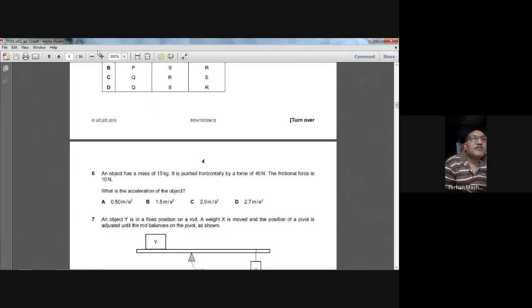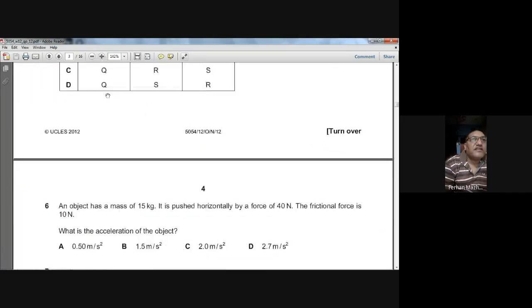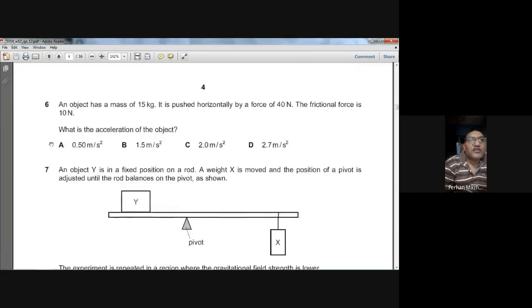Let's move to the next question. Let's increase the size also. Okay, on your screen you can see question number 6. An object has a mass of 15 kg. It is pushed horizontally by a force of 40 Newton. The frictional force is 10 Newton. What is the acceleration of the object?